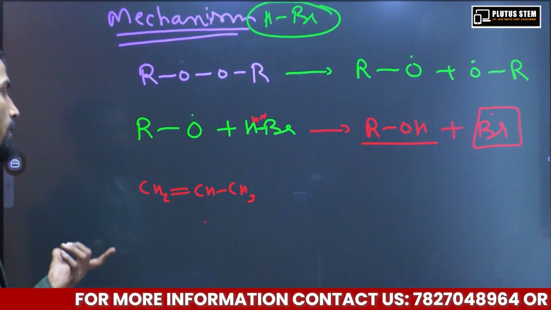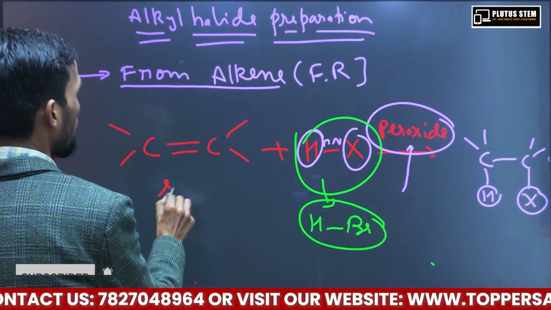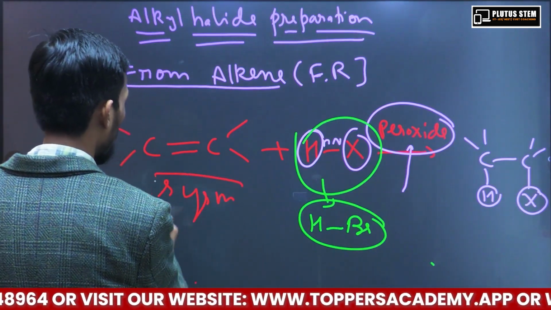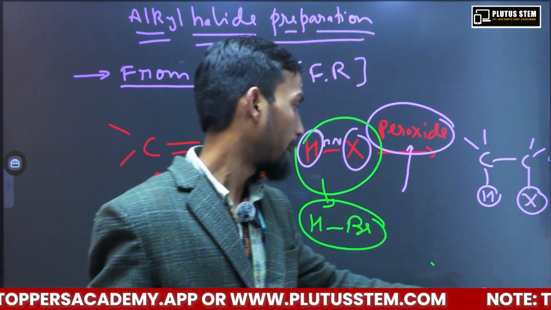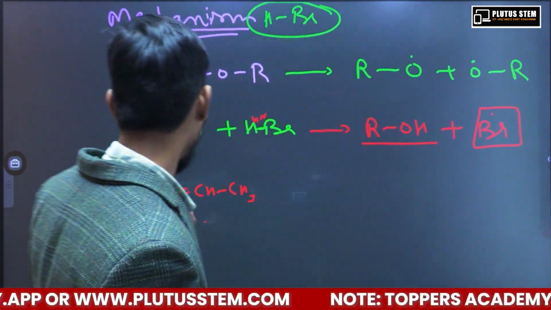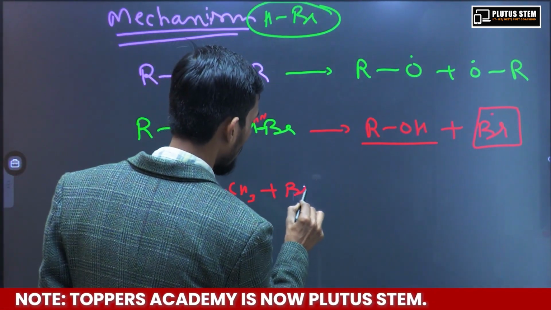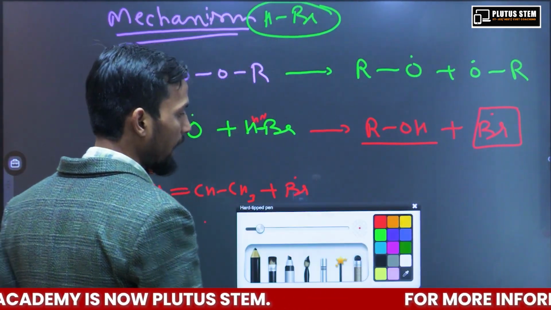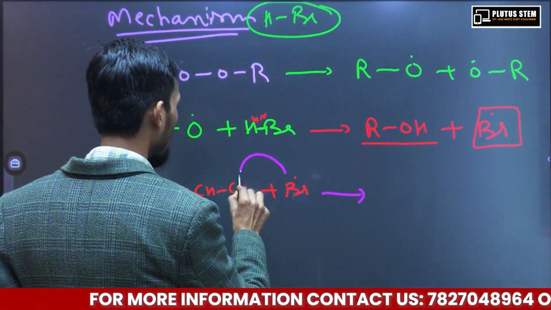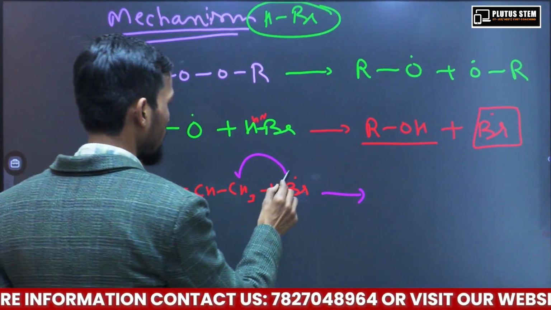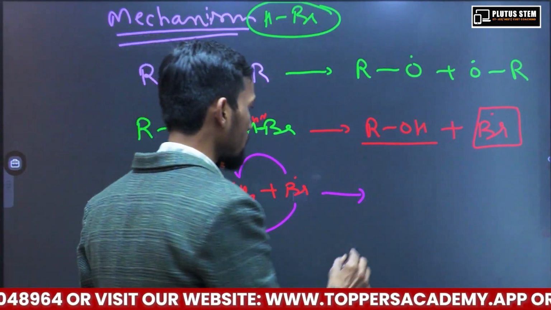If the alkene we are using is unsymmetrical, and in this I have shown you the symmetrical one, where there was no effect on where we add the hydrogen or halogen. But here the question arises where we have to add this Br free radical. So now we will have two possibilities. One is that it adds over here, and the other is that it can add at this side.